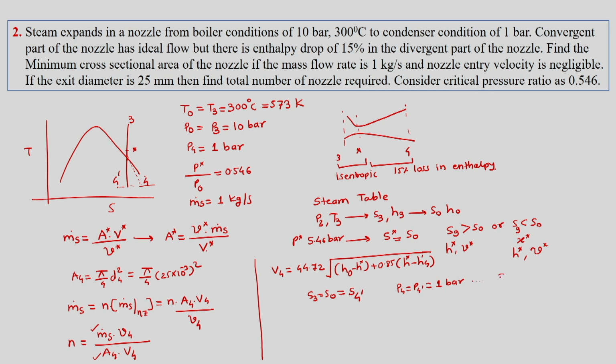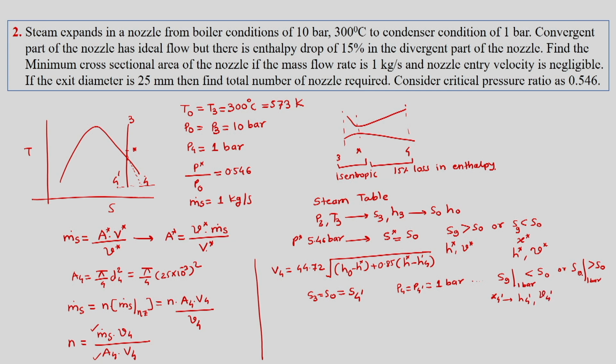Again we will have a few things. Sg at 1 bar can be less than S4 dash, can be less than S naught, or Sg at 1 bar can be more than S naught. Now if Sg is less than S naught, then we need to find out x4 dash, and if x4 dash is known to us, I can find out h4 dash and v4 dash.